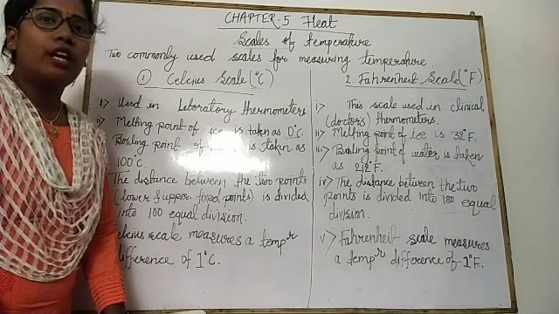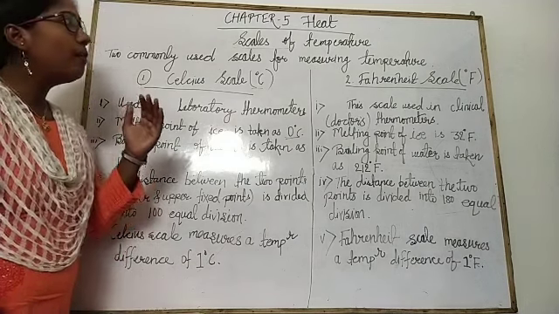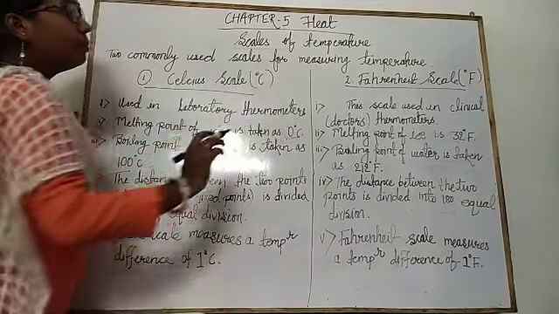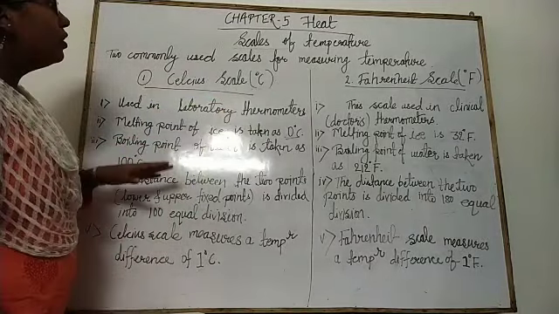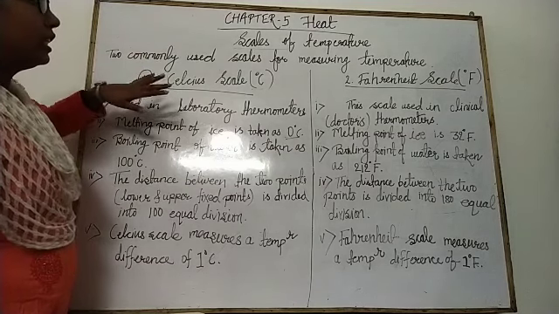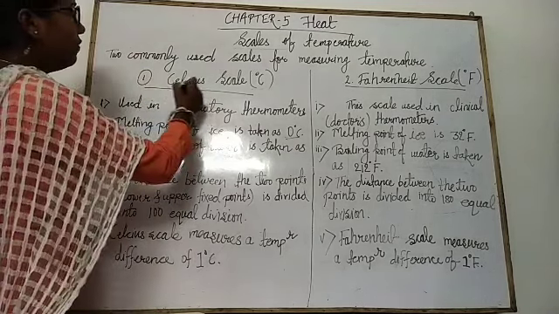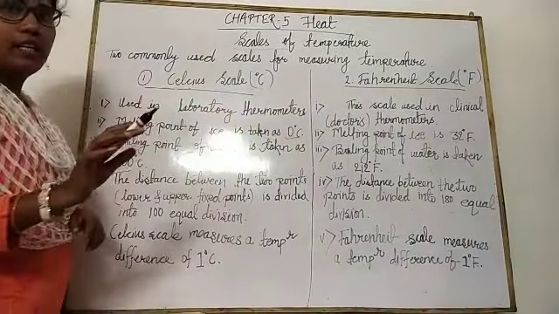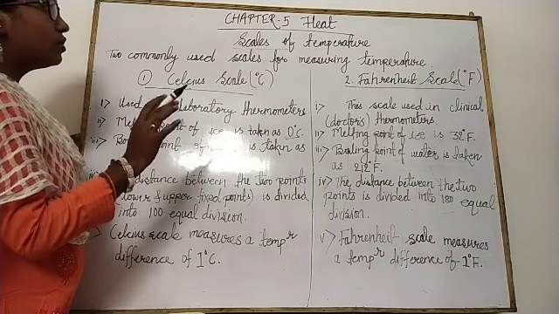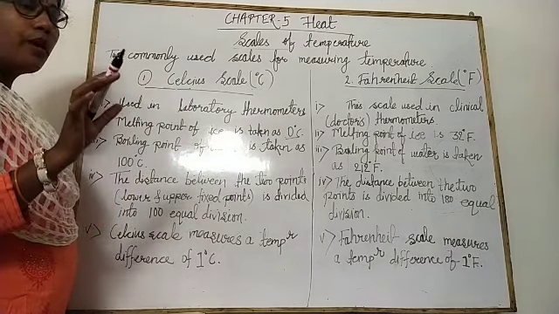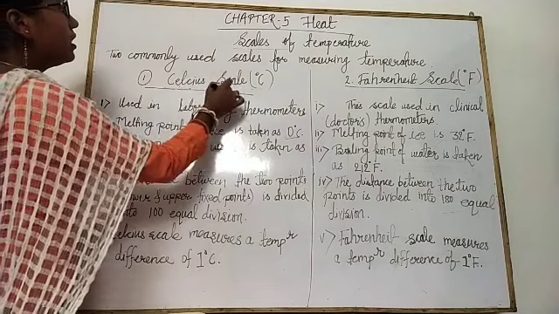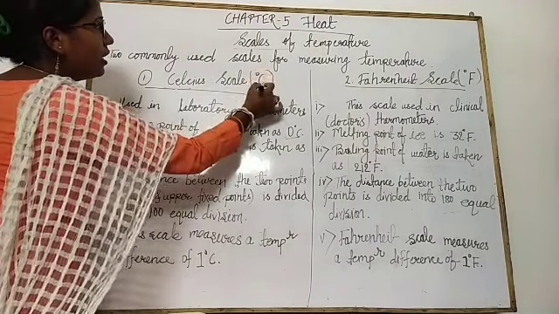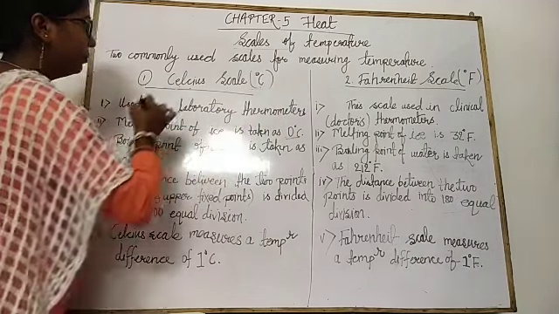For thermometers we commonly use two scales for measuring temperature. The first is the Celsius scale and the second is the Fahrenheit scale. These two scales are used in measuring temperature by a thermometer. For the Celsius scale we write degree Celsius, here it is the degree sign and Celsius with a capital C.